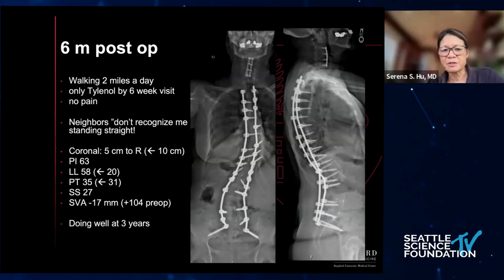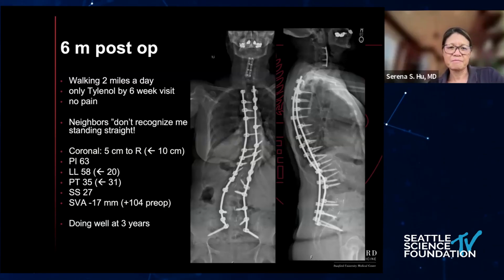I haven't made her perfect, but you can see that the numbers are much improved. She doesn't have a mismatch anymore. Her pelvic tilt is still high, but her balance is better, and she actually is compensating a little bit backwards because she's been standing that way so long. By 6 weeks, she's only taking Tylenol and walking 2 miles a day. And at 3 years, she's doing really, really well, but now has developed some medical problems that one gets in their 70s and 80s.